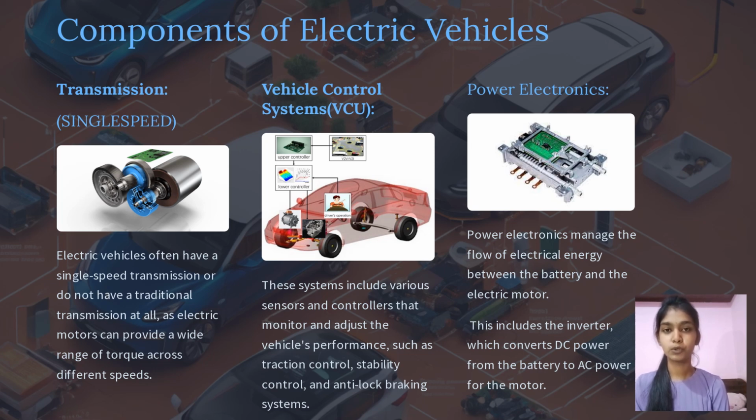Vehicle control system unit, which is also called VCU. These systems include various sensors and controllers that monitor and adjust vehicle performance, such as traction control, stability control, and anti-lock braking. Power electronics manages the flow of electrical energy between the battery and the electric motor, which includes the inverter, which converts DC power from the battery to AC power for the motor.